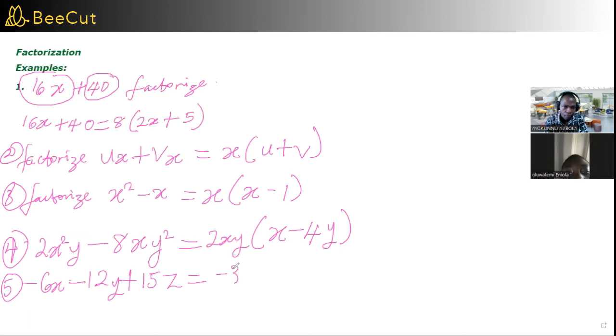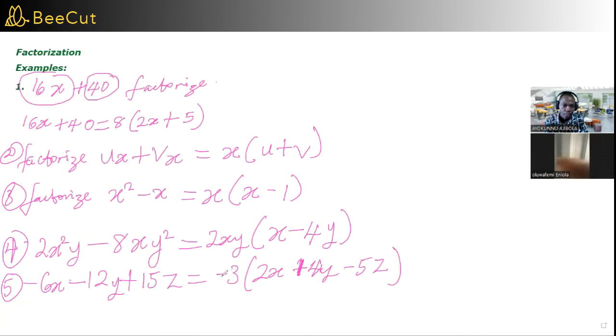So I have negative 3 into, when you divide this by 3, you have 2x. And negative is already taken out, so you have just positive 2x. Then, if you divide it by 3, you have 4y, so positive 4y. Then, when you divide this by 3, you have 5. It won't be positive again, it will be negative, because we have taken negative outside the bracket. So this is going to be negative 5z.